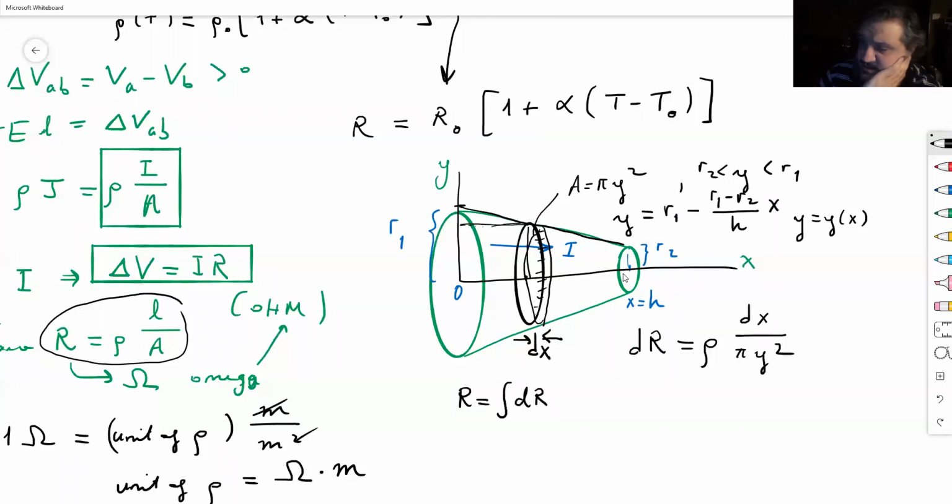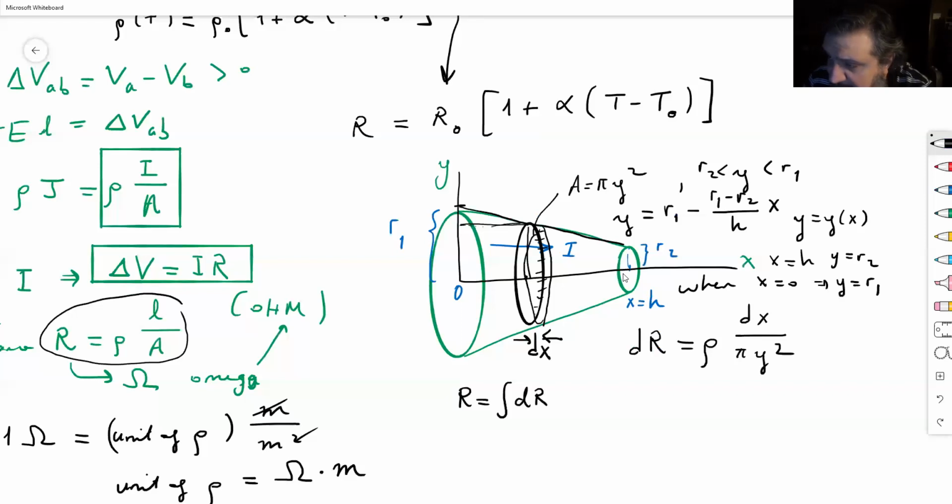Okay, let's try it. Let's see if it works. So when x is 0, y is R1. Okay, that's fine. y is equal to R1. What if x is H? And these cancel. R1 minus R1 is 0, and minus negative makes positive. When x is H, y is R2. That also checks out, okay? So that's fine. Let's just plug that in for y here and integrate over x.